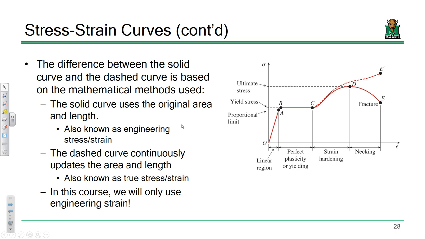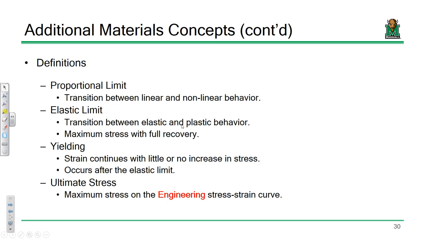If I were to zoom in, it would go up and then go like that. That point when the nonlinear behavior begins is what's called the proportional limit. If you ever hear me mention the proportional limit, that's what I'm talking about. Okay? Are we okay with that?